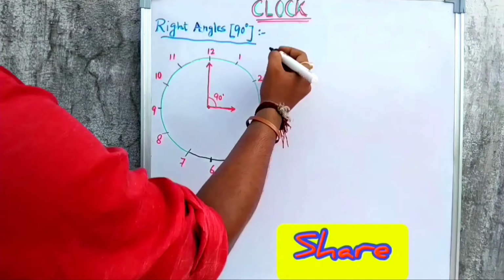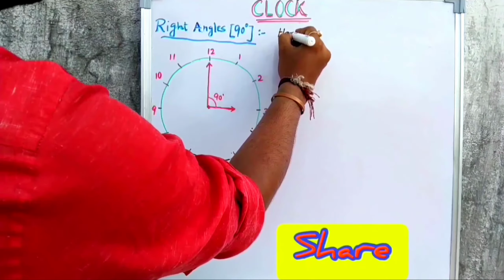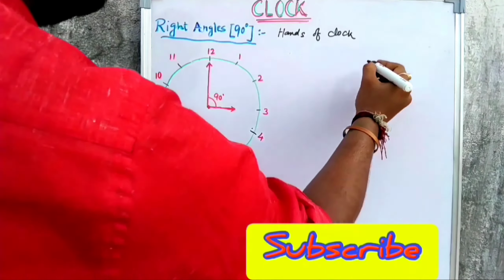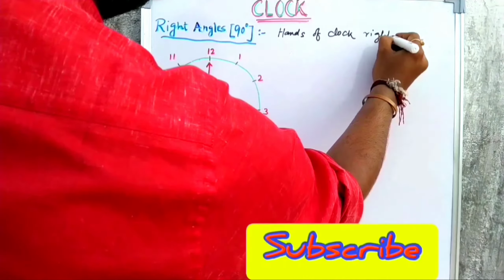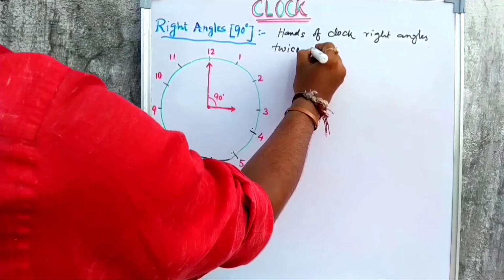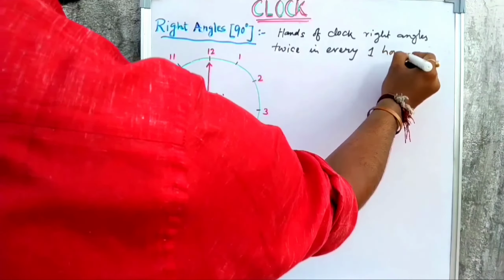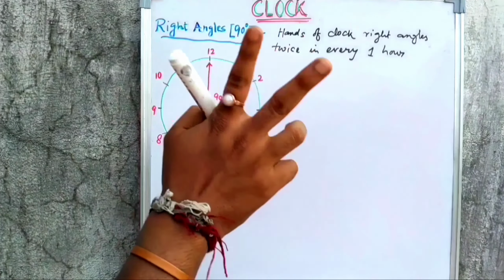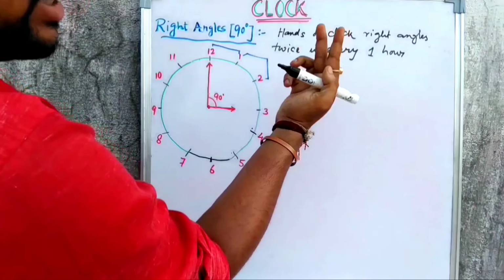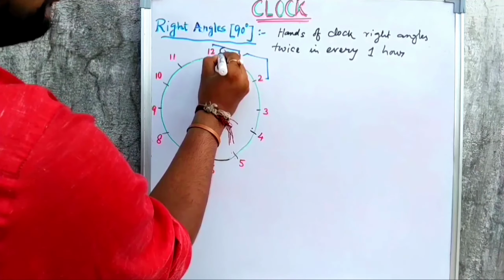The answer is yes. I am writing here: hands of a clock make right angles twice in every 1 hour. That means in every 1 hour we will get two right angles. Twice means two times you will get the right angle. So these are the two right angles.